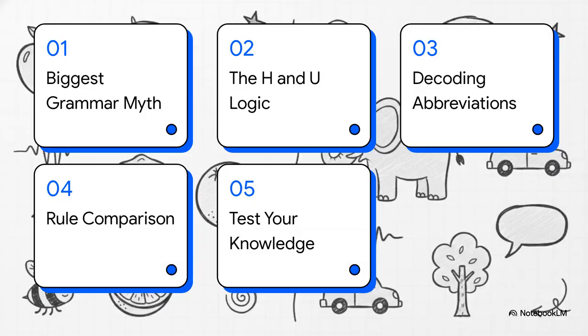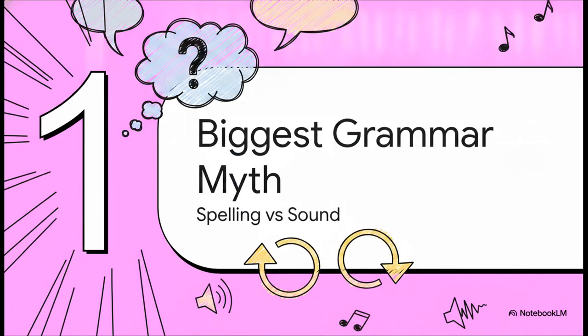Here's our roadmap for this explainer. First, the biggest grammar myth. Second, the H and U logic. Third, decoding abbreviations. Fourth, the ultimate rule comparison. And finally, we'll test your knowledge. All right, let's dive right into section 1.